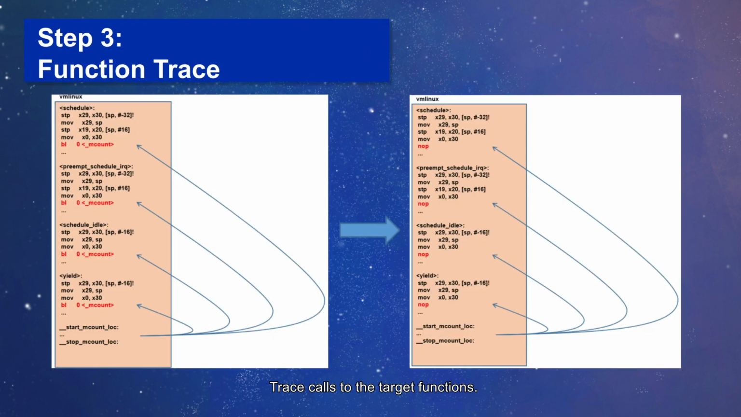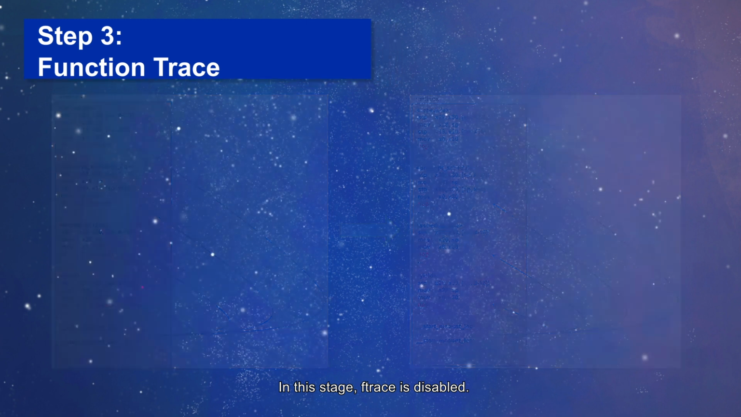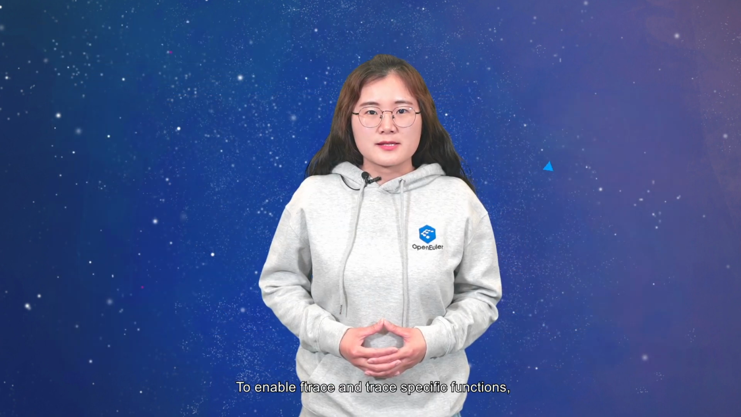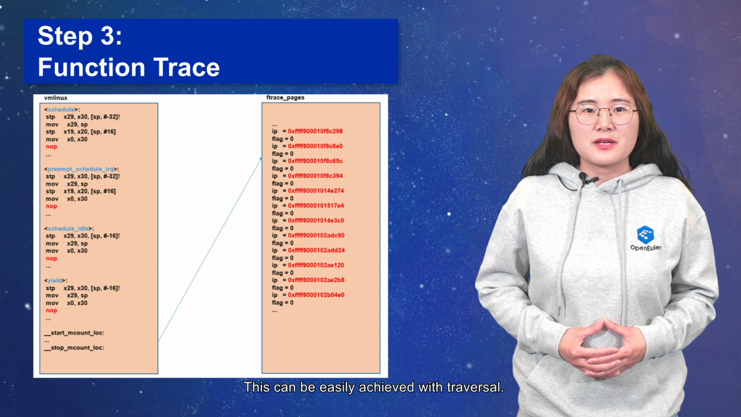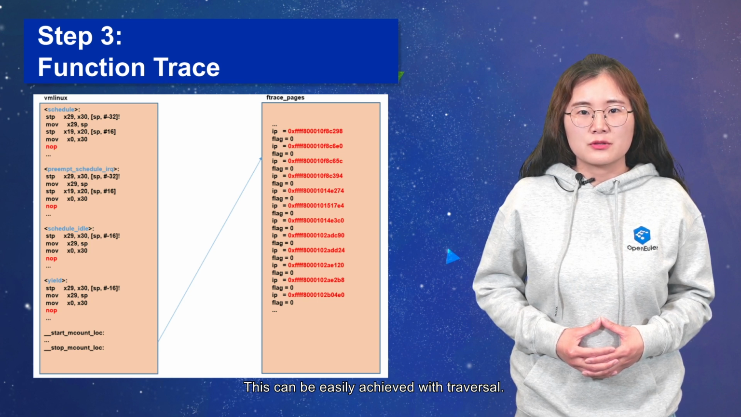Now let's move on to the next step, trace calls to the target functions. During kernel boot, all BLMcon calls are replaced with nop. In this stage, ftrace is disabled. To enable ftrace and trace specific functions, it is necessary to find the trace point locations of the target functions. This can be easily achieved with traversal.